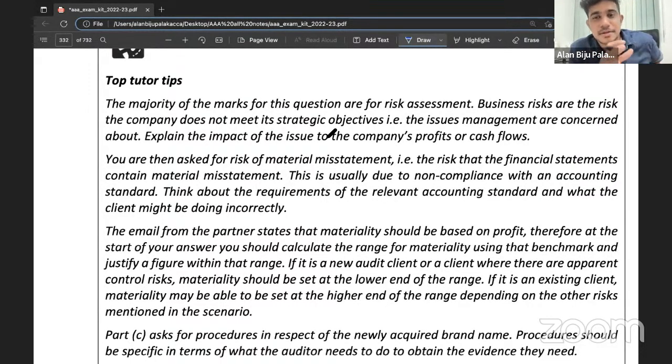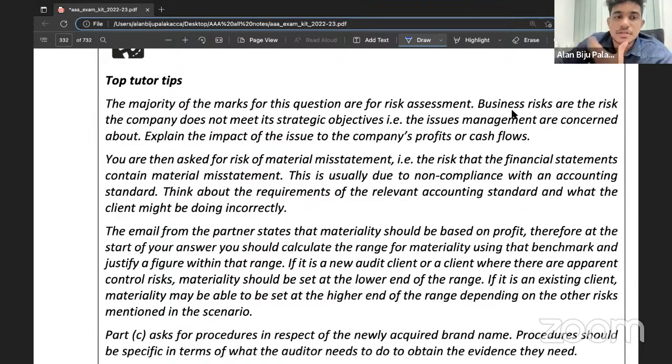Let's just go through the examiner's comment. The majority of marks for this question are for risk assessment. Business risks are risks that the company does not meet its strategic objectives, the issues management are concerned about. Explain the impact of the issue to the company's profit or cash flow. So this is what the examiner asks us.